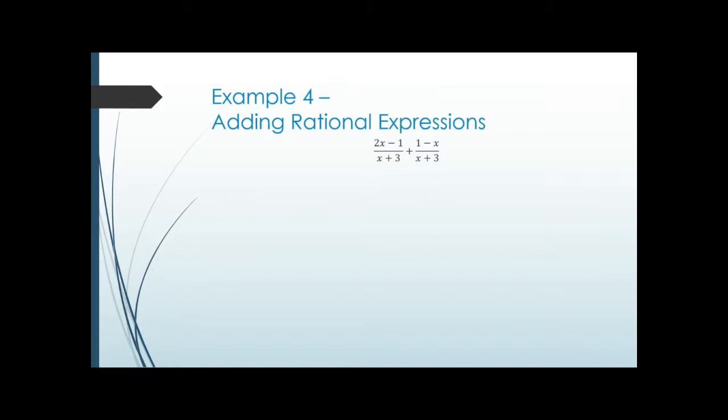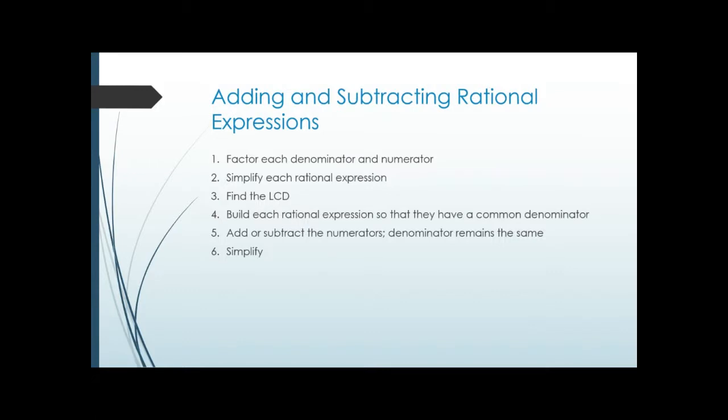Okay, so I am starting off with something where it already has a common denominator, because that will make it easier to see what's going on. So here I've got addition. We have (2x minus 1) over (x plus 3) plus (1 minus x) over (x plus 3). So we have a common denominator already, so we don't have to change anything. We're skipping basically half the steps. If we already have a common denominator, then we have already gone through steps 1 through 4, and all we need to do is steps 5 and 6.